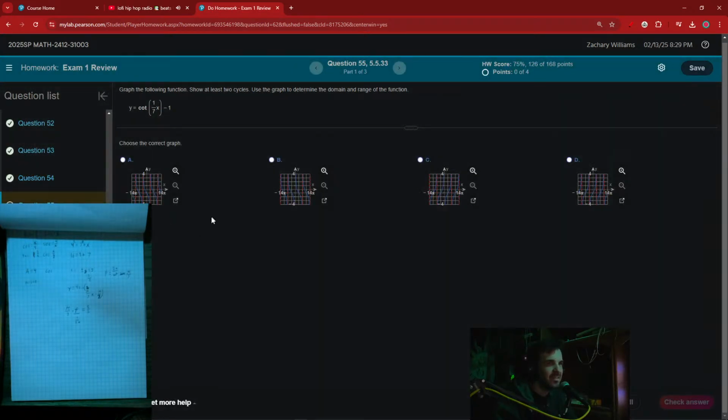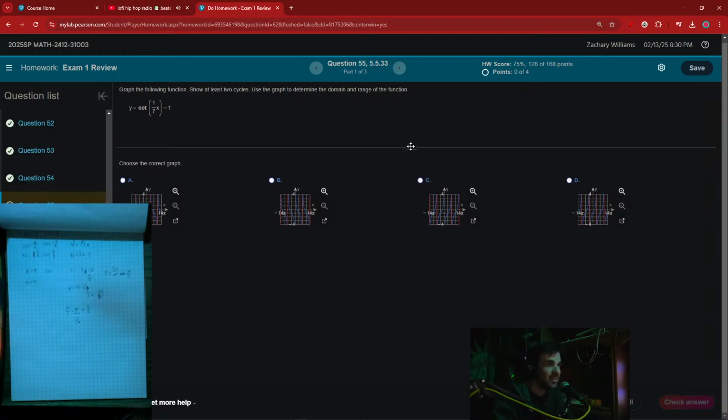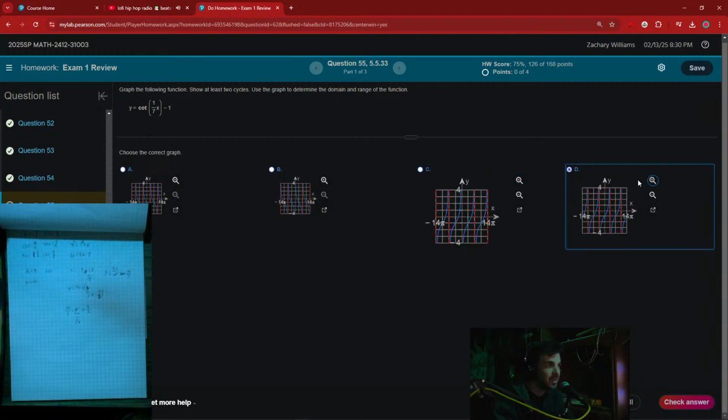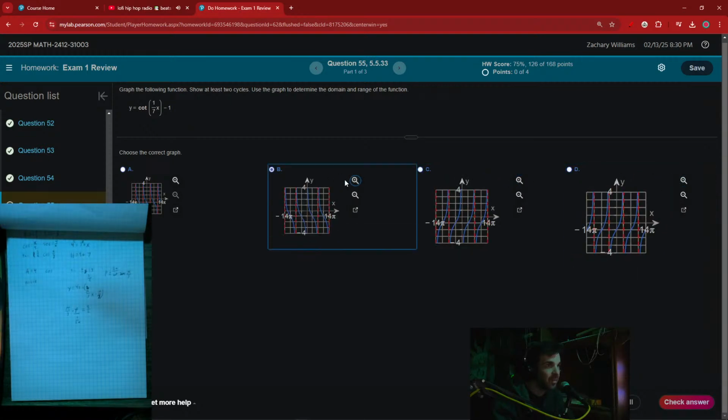Moving right along. Question number 55. We got cotangent 7x, and there's a vertical shift of negative 1. So it's looking like we got a period of 7. I guess it's fair to say anytime there's a fraction here and the numerator is 1, then 7 pi is the period. So 7 pi. I'm gonna make these tiny graphs a little bigger so we can look at them.